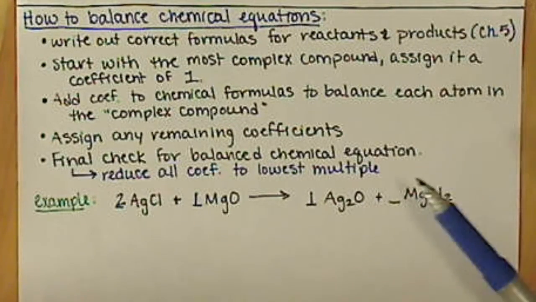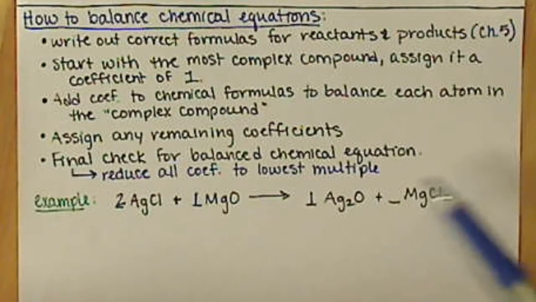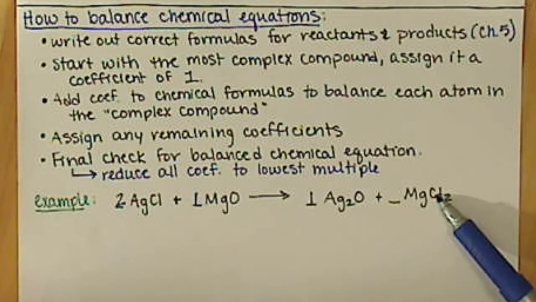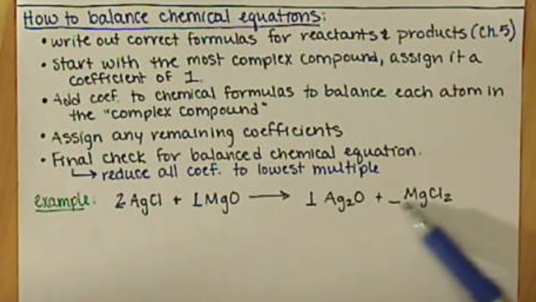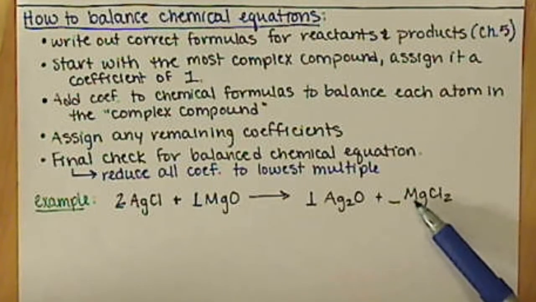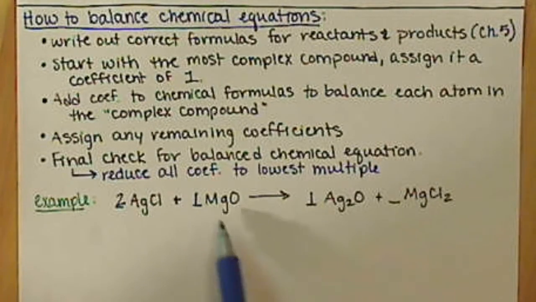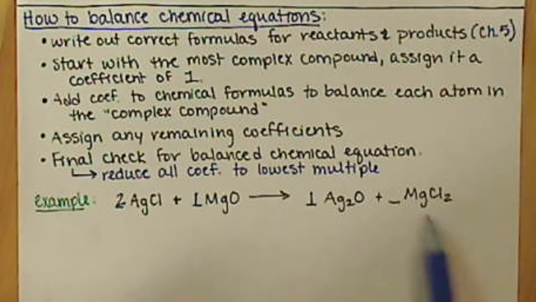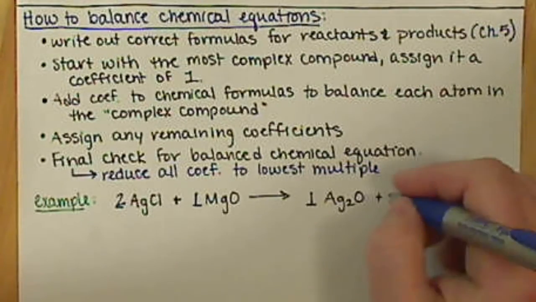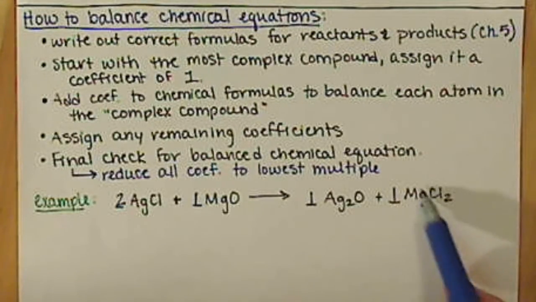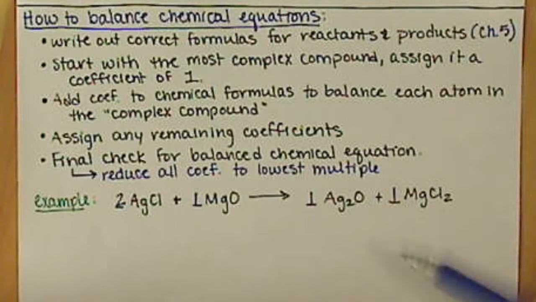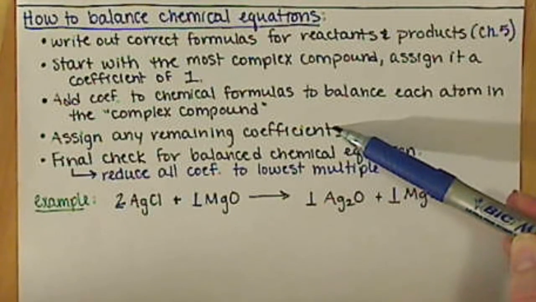And we can either balance the magnesium or we can balance the chlorine. It doesn't matter. So we want to look somewhere in our equation to see how many magnesiums we should end up with. Our magnesium is over here. We have 1 of them. So over here in our products, we're going to need a 1 out in front of the magnesium so that that is balanced. So I've assigned all of my remaining coefficients.